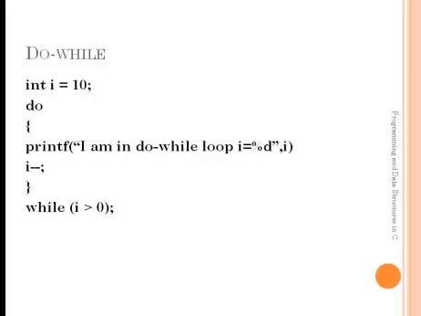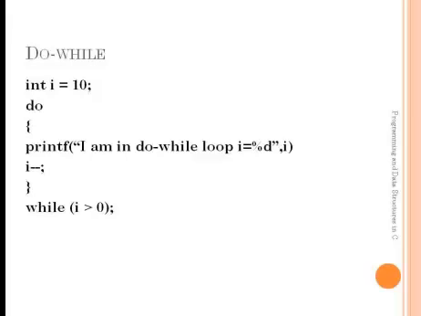Here first the 10 will be assigned to I and it will execute the statements in the do loop. That is, I am in do while loop, I equals to 10. After this statement, I minus minus, that is I equals to I minus 1, that is 9. After evaluating this second statement, the control will go to the while statement and there it will check the condition, 9 greater than 0 or not. 9 greater than 0, this condition is true.